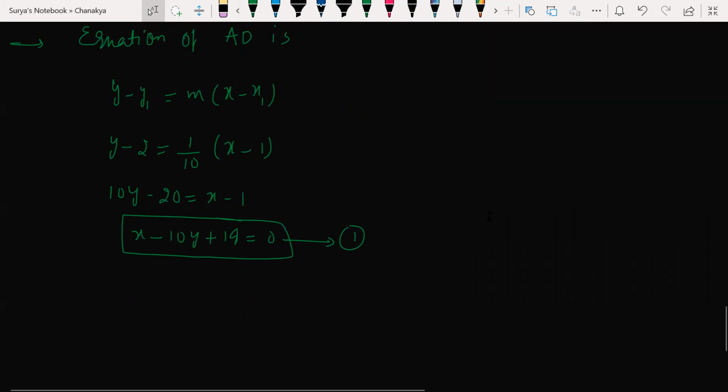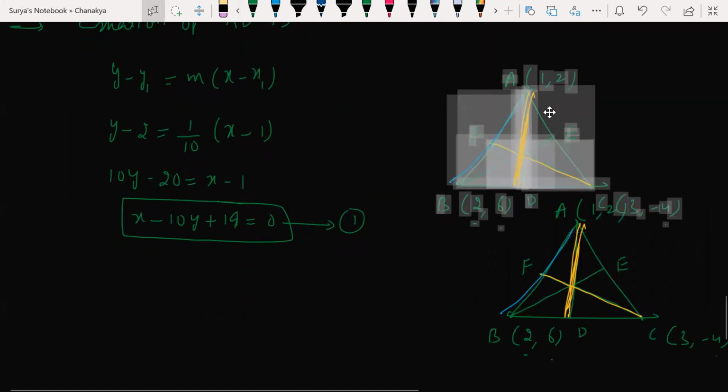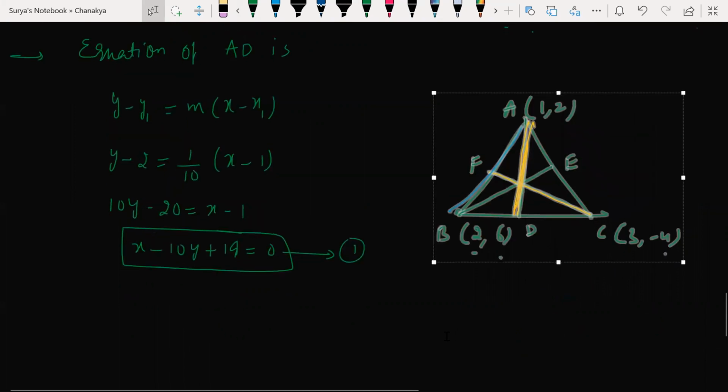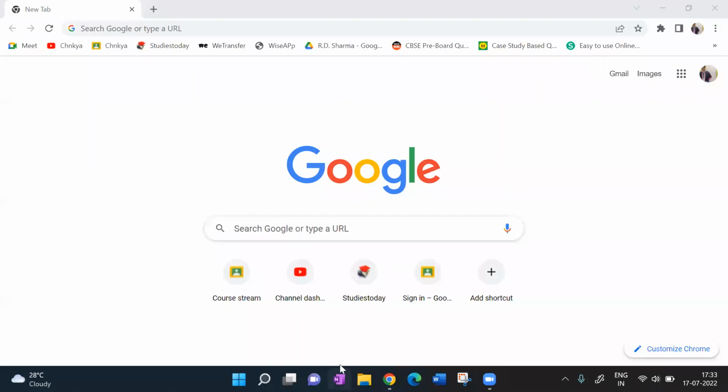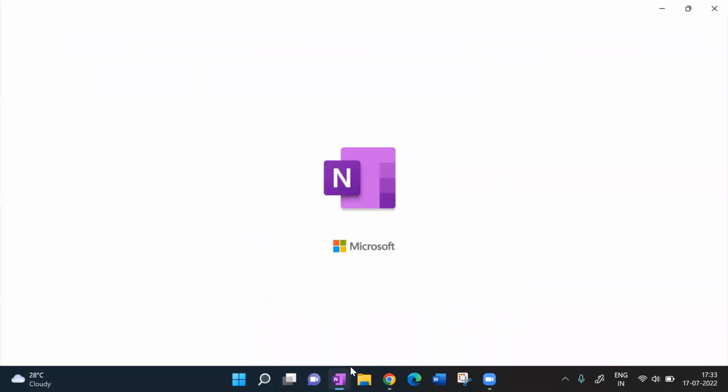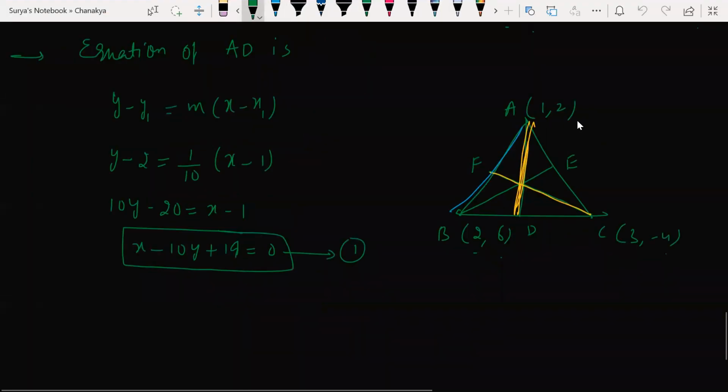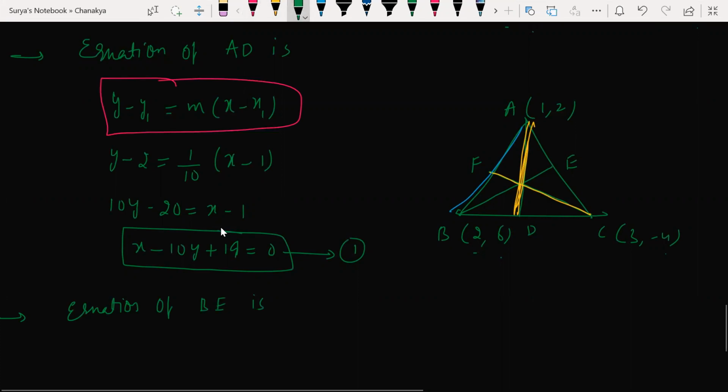So look at this here. Okay, beta. Now what I did here is I just found the equation called equation of AD, right? Now we'll find, beta, the equation of BE. Equation of AD I found. Equation of BE is what now? Same formula, sir. Yes, same formula I'll be using, but the slope I'll be changing.